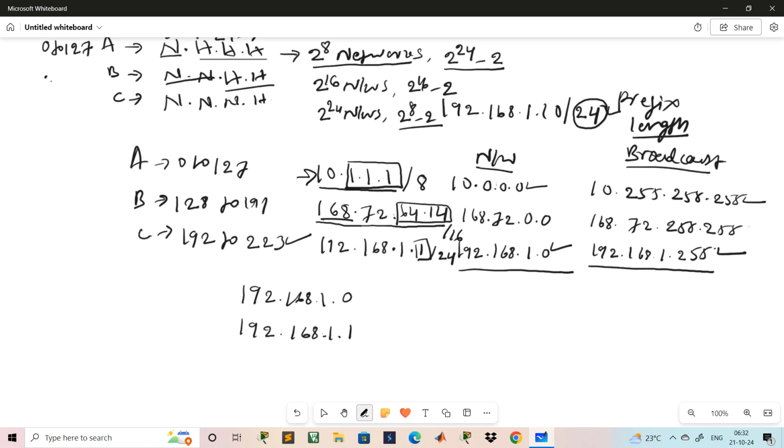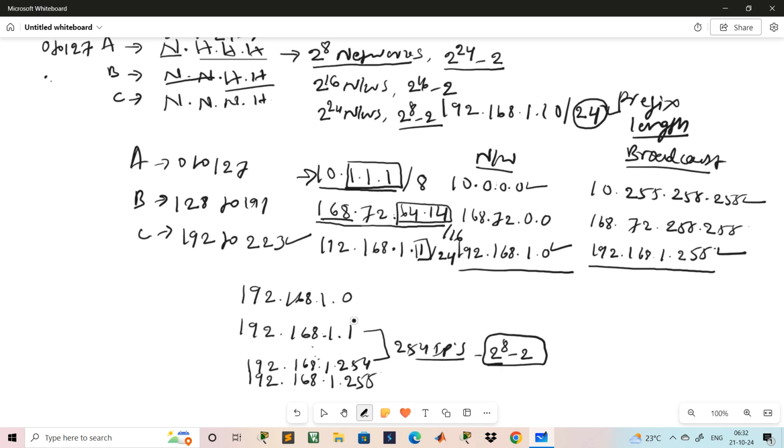The last IP will be your broadcast address, 192.168.1.255. The previous address of the broadcast address will be 192.168.1.254. That means you can use 254 IPs, which is 2 raised to 8 minus 2. So this is the network address and this is the broadcast address, and they should not be assigned to any host machine.